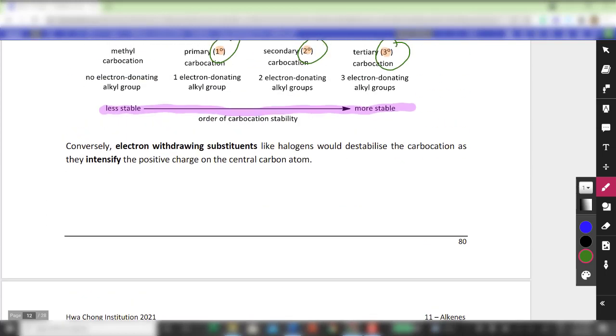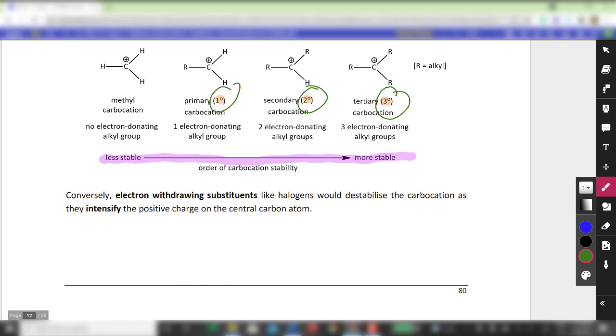Maybe it is also worth mentioning that not only will electron donating groups stabilize a carbocation, if I have a pi system next to it.